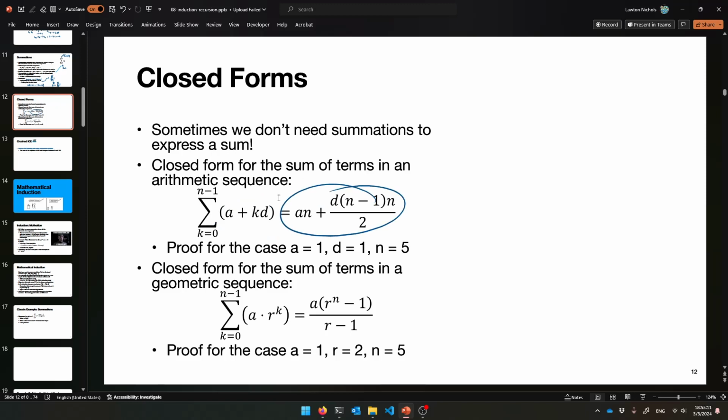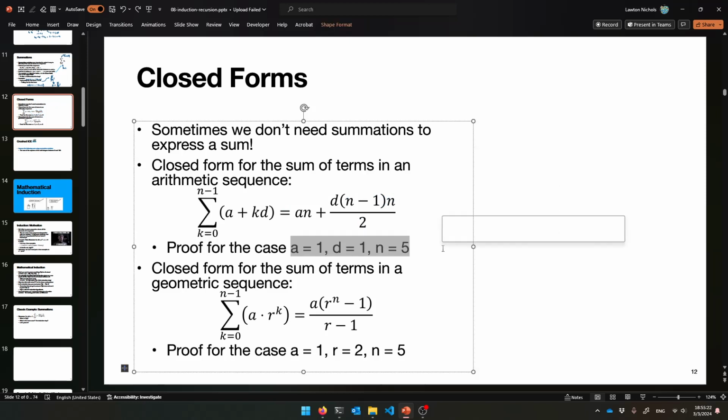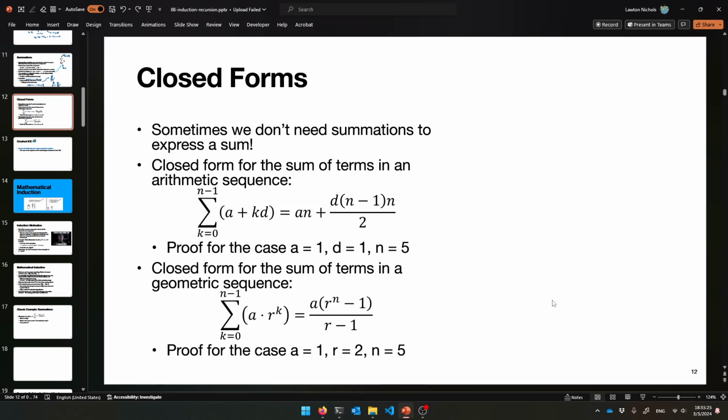Apparently, if you just want the answer, it's a times n plus all this stuff. D times n plus 1, n minus 1 times n over 2. That is apparently the answer. So let me prove that to you, just for a simple case, where a is 1, d is 1, and n is 5. So let's say that I want to show you the sum of these numbers, right? Where k starts at 0, goes to n minus 1, so 4.